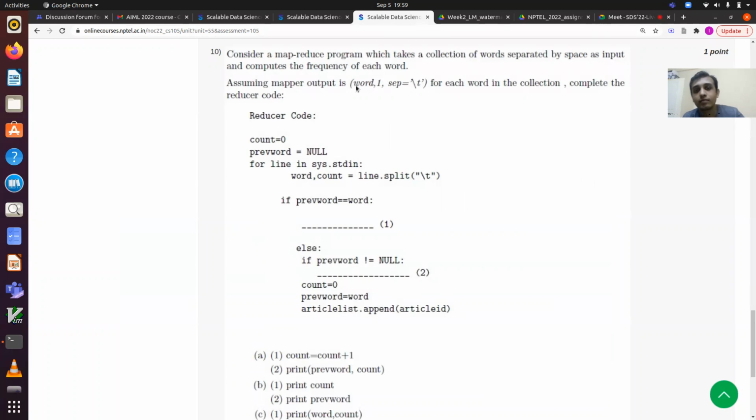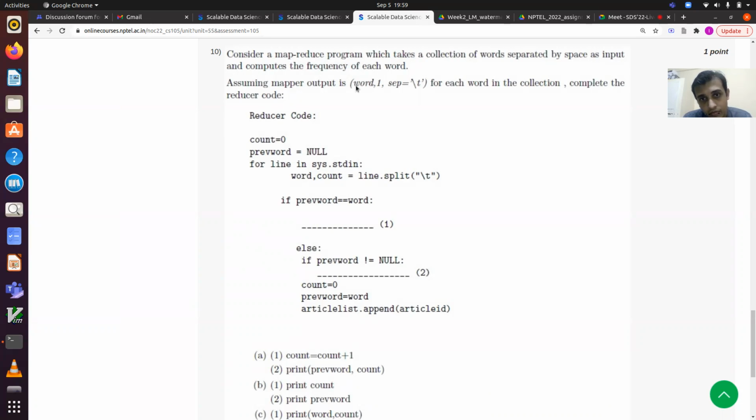It's okay. At the first step, previous word is null. I'm doing a dry run, sir. If previous word equal to word, it's not word, it's null. If previous word not equal to null, it's null, so it will come to count equal to 0. And previous word equal to word. Now the word becomes the previous word. Fine, sir.